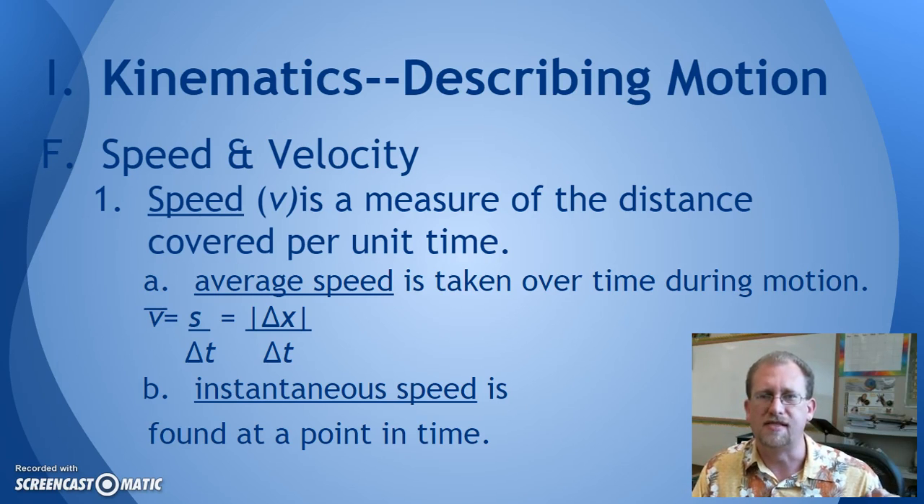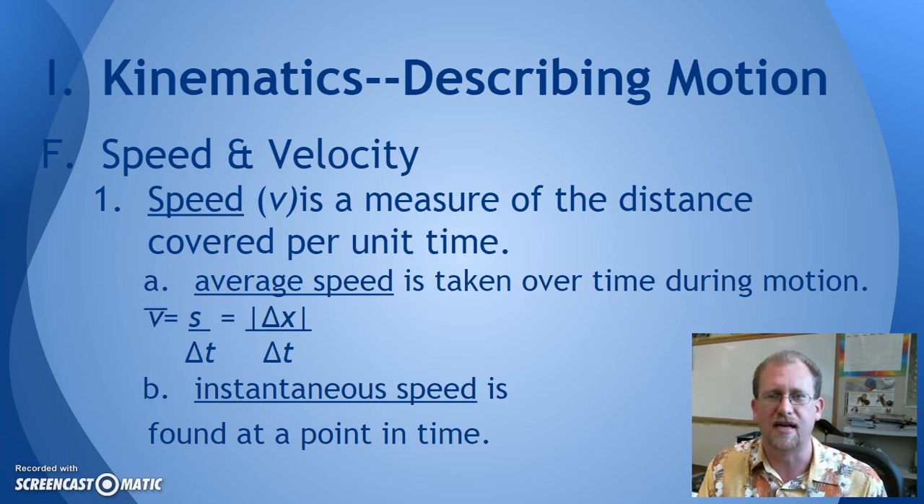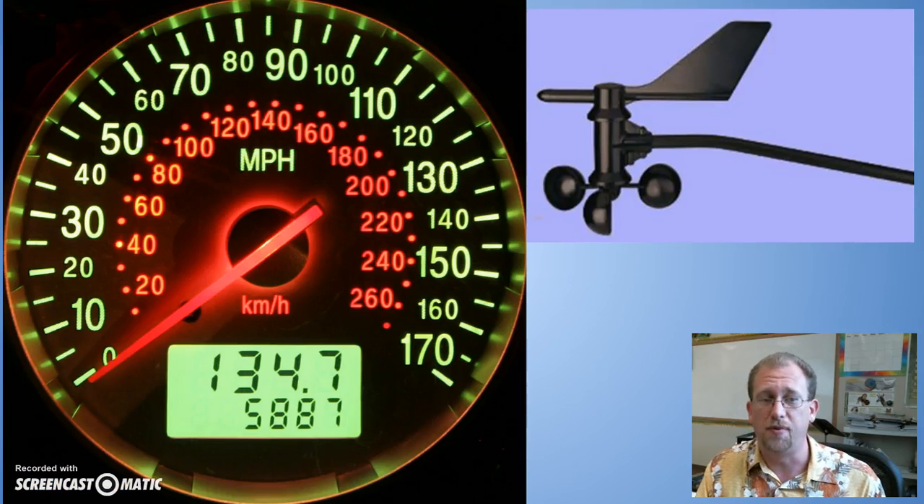Instantaneous speed is found at one point in time. So instead of looking at a trip over the long term, how fast did you go? Instantaneous speed is how fast are you going right now. And you are very familiar with a tool that gives you instantaneous speed, and that would be your speedometer on your car. Instantaneous speed is going to give you how fast you're going right now. There are sometimes trip computers in cars that will give you average speed for your journey, but that's not typically what we have, okay? We have instantaneous speed, how fast you're going this very moment.